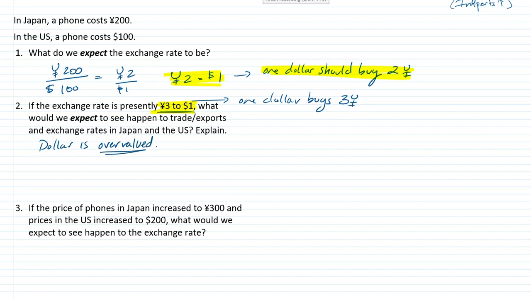If I were holding dollars, let's go back to the example we did before. If I was holding 100 US dollars, I could multiply that by 3 yen per dollar and turn that into 300 yen, and 300 yen would be a phone plus 100 extra yen, since a phone costs 200 yen. So the dollar is overvalued, and people are going to go out and try to get yen because those yen are going to buy them more stuff.